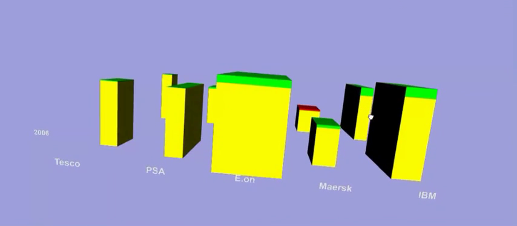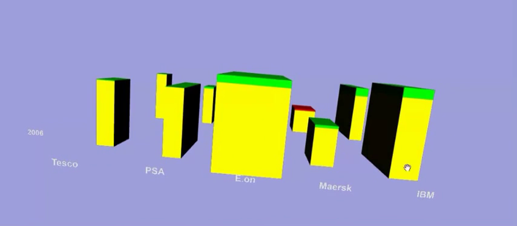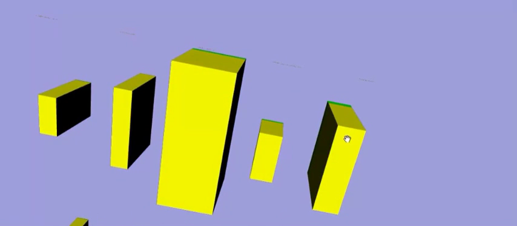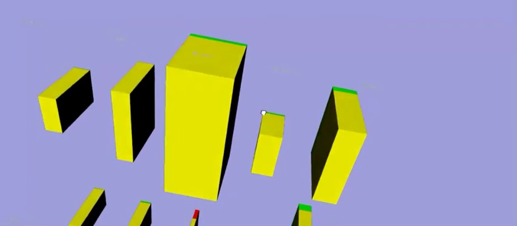E.ON used to be a huge company with more equity than IBM. If we look at the bottom of E.ON and IBM, we can see the difference: more total assets, larger equity, and then Maersk, being one of the largest logistical companies in the world, still has not the same balance sheet as IBM, more or less the same equity.